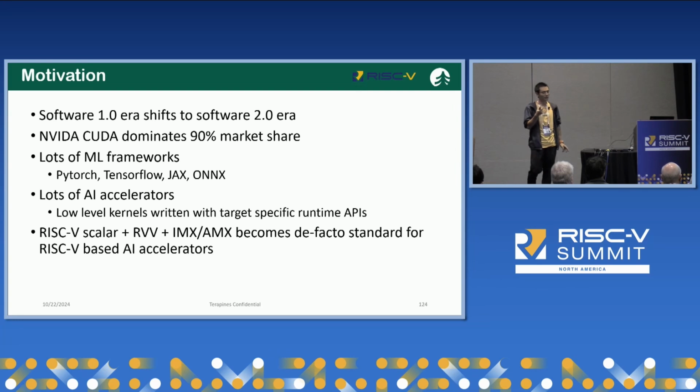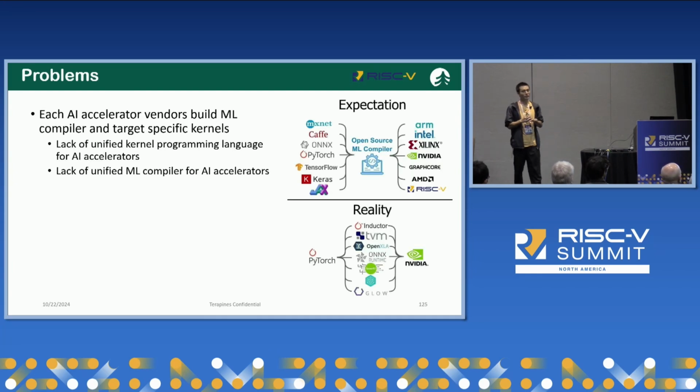So now we have some RISC-V companies building AI accelerators with RISC-V scalar, RVV, and IME or AME extensions, etc. The problem is that each AI accelerator vendor builds ML compilers and target-specific kernels on their own. Just like the diagram on the right, we are expecting a unified ML compiler to bridge the gap between the AI frameworks and the various accelerators. But the reality, on the bottom side of the diagram, is that we have built lots of adapters to bridge PyTorch into NVIDIA. Yeah, that's the reality.